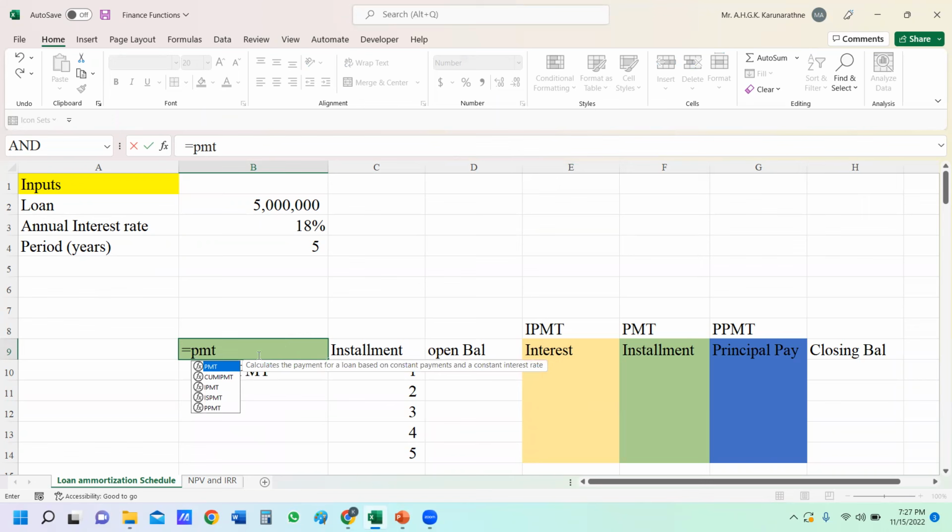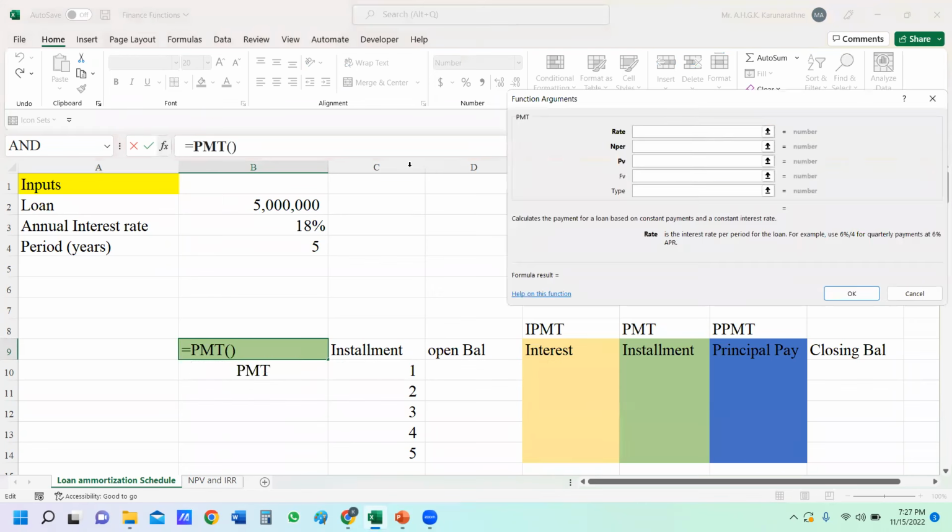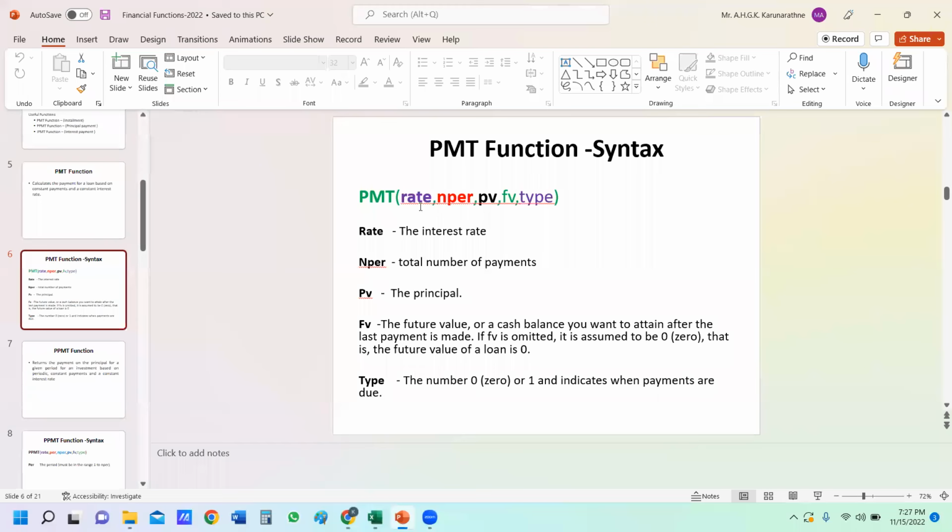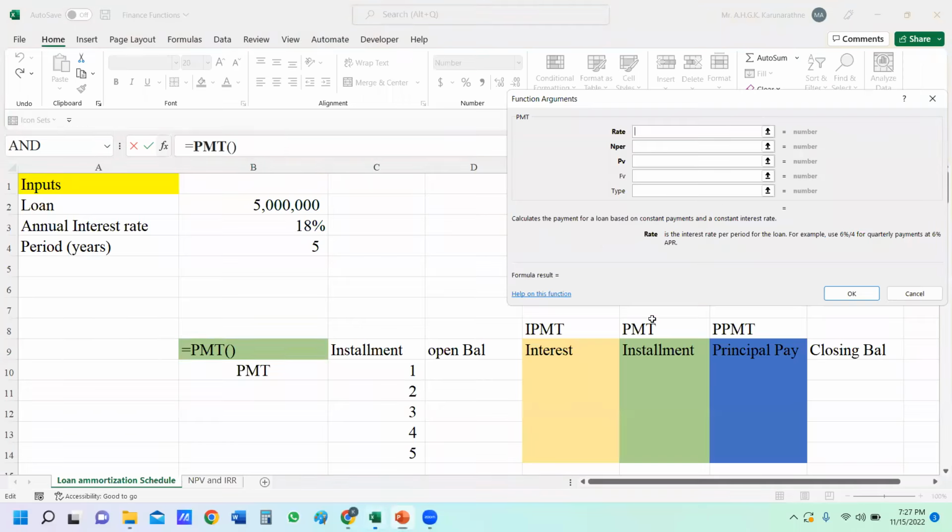You just type equal sign, then type PMT, then it appears like this. So these are the variables that we discussed. Rate is your interest rate. Then NPER is the number of installments. So let's assume our period is 5 years, and the loan installments are annual installments.